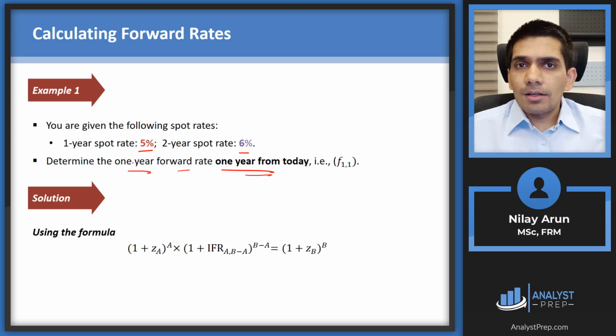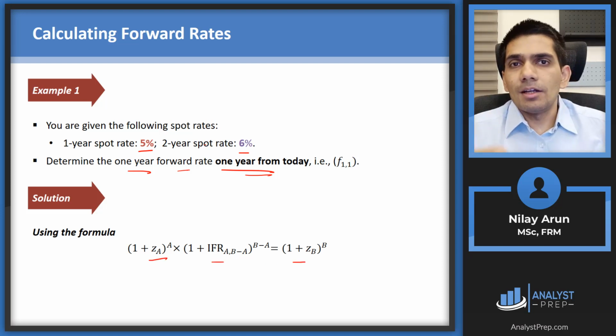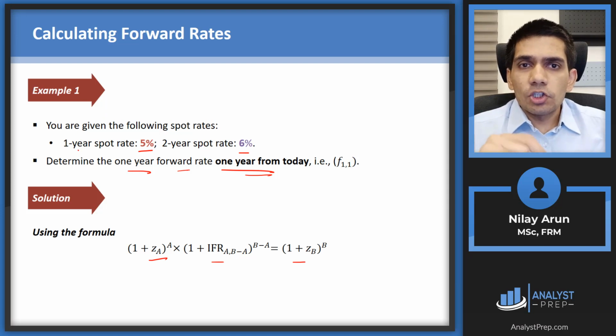Now, if we look at the formula which we just did, that's your formula. Remember, A refers to the shorter maturity, B refers to the longer maturity. Here, the shorter maturity is 1 year. The 1 year spot rate is 5%. So that is A. The longer maturity is 2 years. So that is B. So 6% is what we're going to use for ZB, and 5% is what we're going to use for ZA. This is going to give us the forward rate 1 year from today, because the difference between the two is 2 year minus 1 year, which means exactly 1 year. So that's your formula.